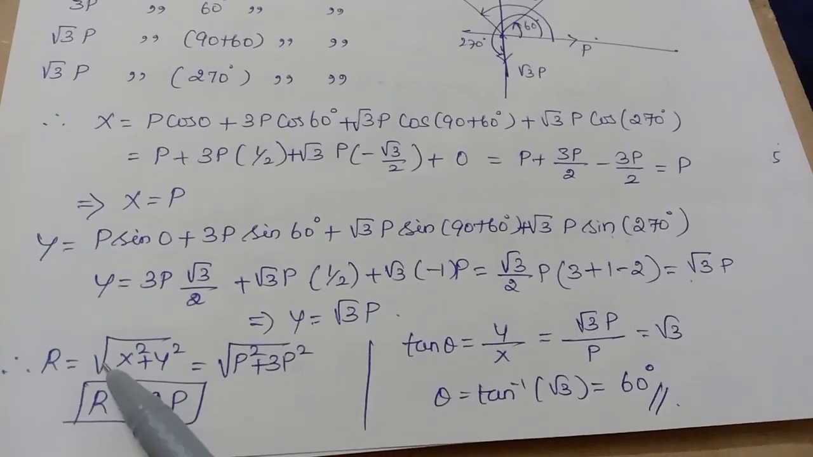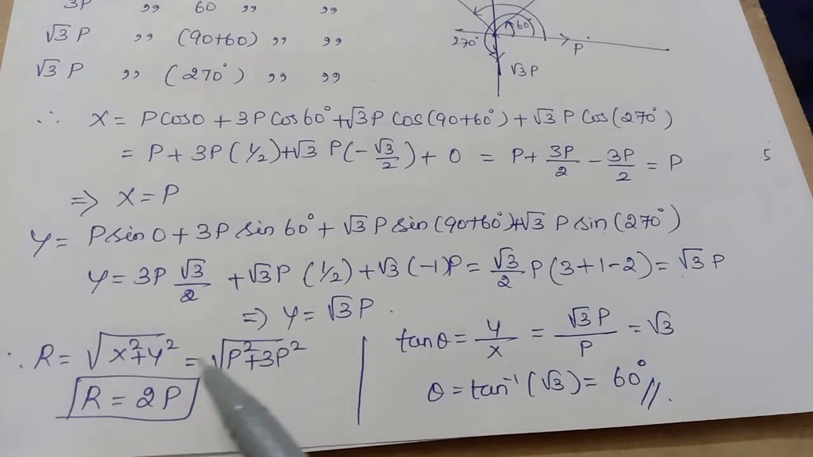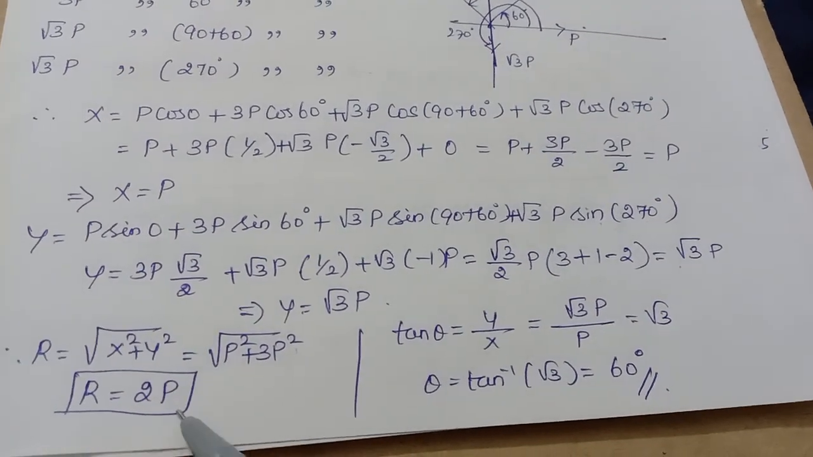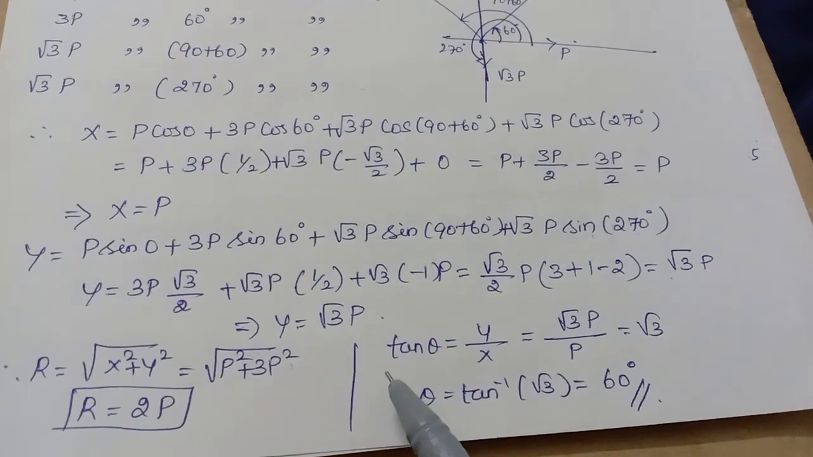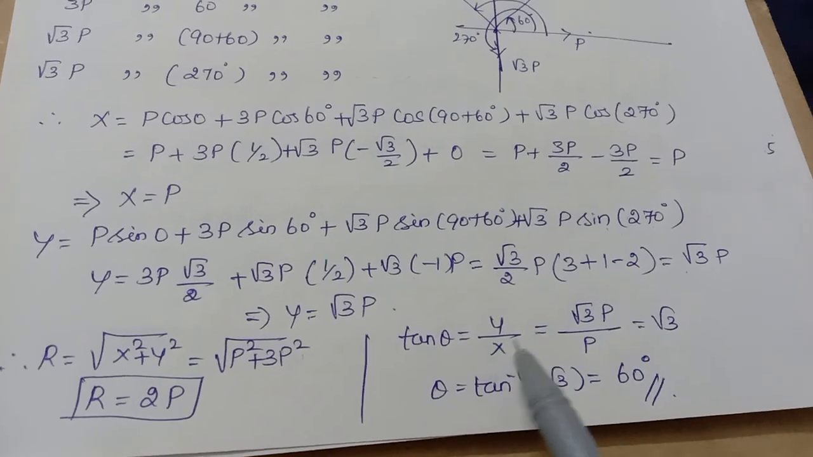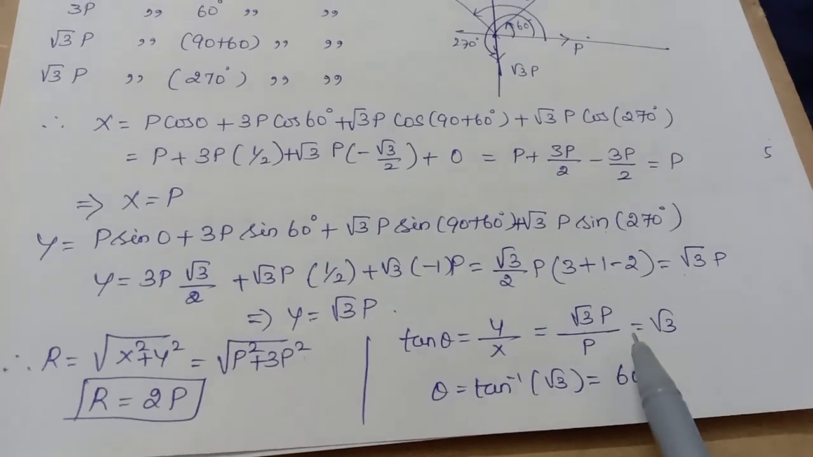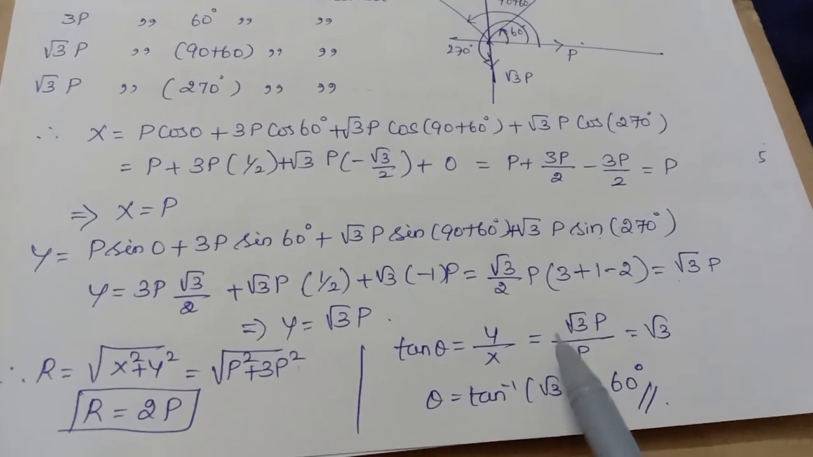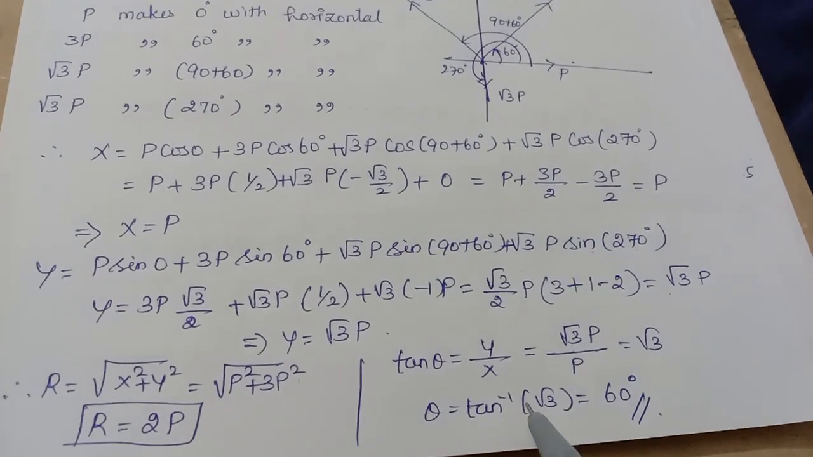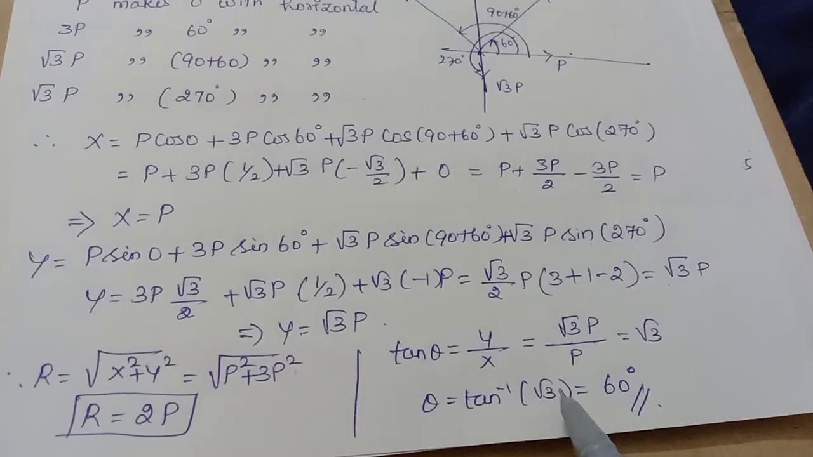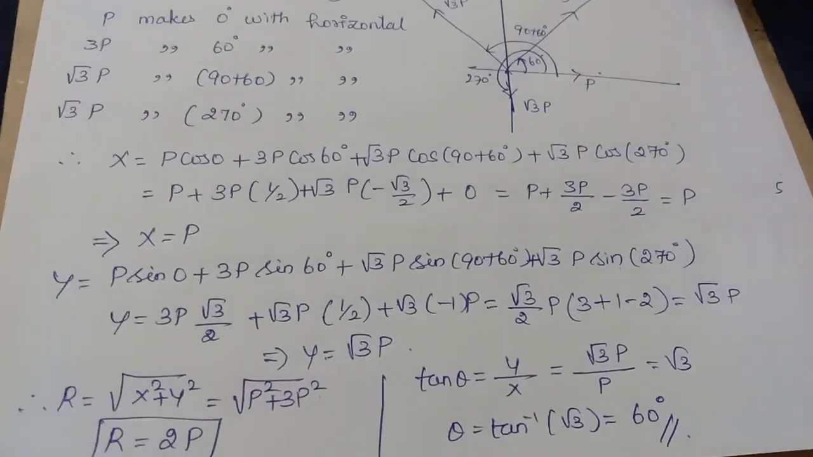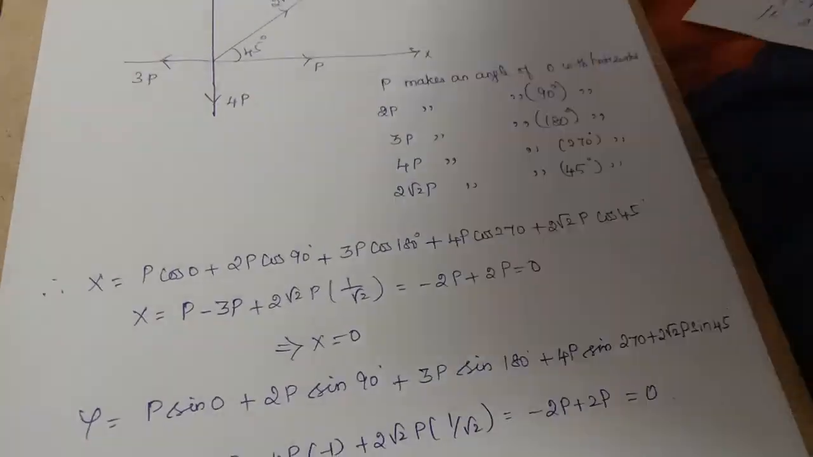So the resultant R equal to square root of x square plus y square equal to P square plus 3P square equal to 4P square. So R equal to 2P. And what is the angle made by the resultant with the horizontal line? Tan theta equal to y by x equal to root 3P by P equal to root 3. So here both are positive, no? So no need to check the quadrant. Directly you can write. Both are positive means it will be in the first quadrant only. So root 3 means what? It is 60 degree. So this is the angle made by the resultant with the horizontal line.